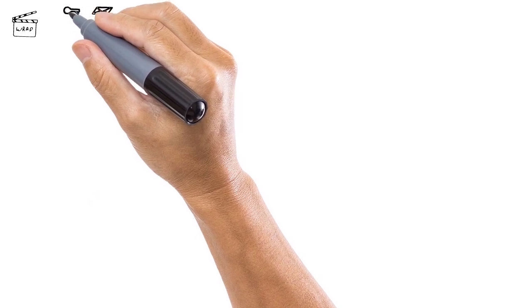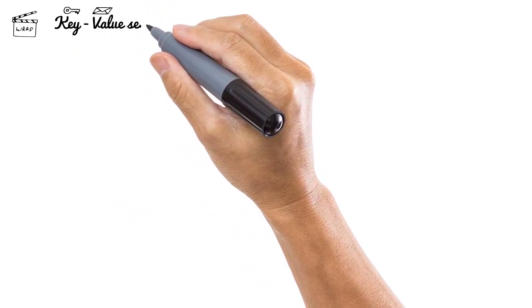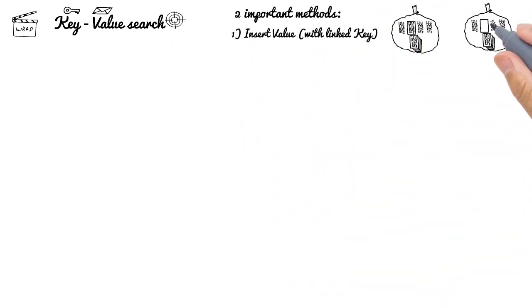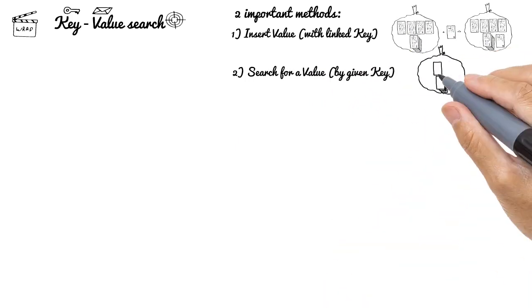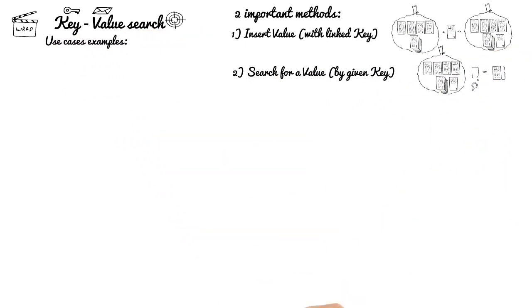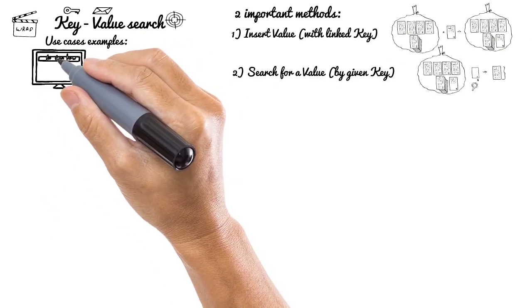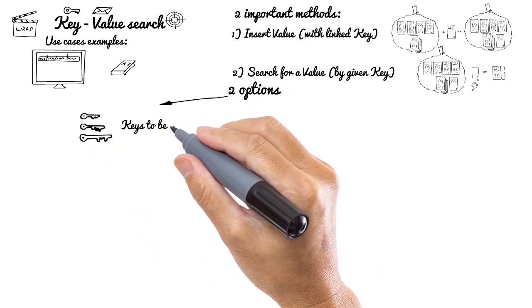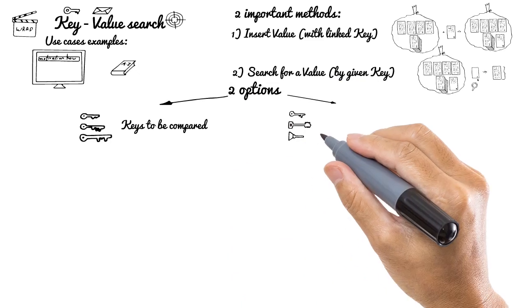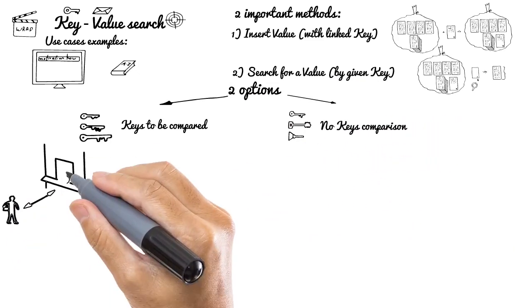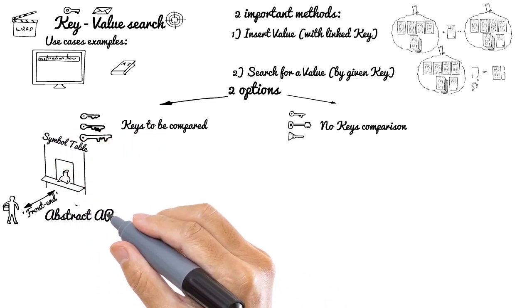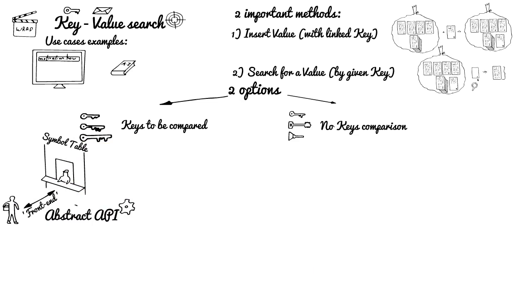Let's wrap up the content of these first 2 add-on videos to Why Algorithms. We discussed a large key-value abstraction topic with 2 important methods: insert a value with a specified linked key and search for the corresponding value by a given key. We gave a few use cases where such abstraction is useful, like DNS lookup, dictionary, etc. Two categories of search options were mentioned: when the key is compared for search purposes and when key comparison is not used for searching. Remember the wall with the service window, which we discussed in the previous video, Why Algorithms? The wall which separates the abstract API from a hidden real implementation.